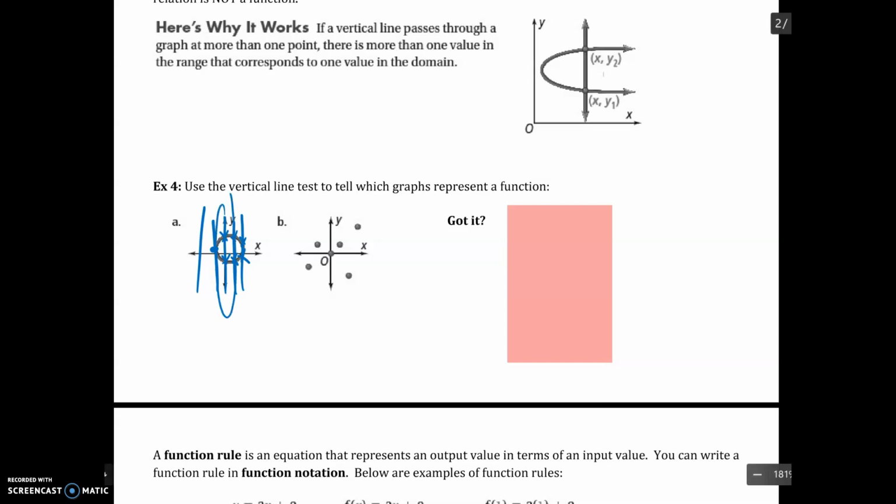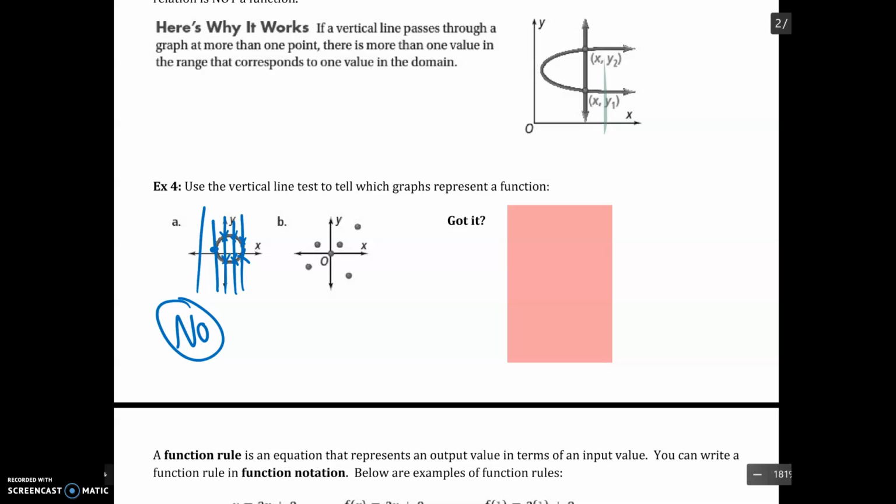But as long as I'm using a vertical line and it passes through my function twice, that's not going to be a function because, again, I just passed through twice, and that's going to break my rule for what I need for a function. Again, that means that at any of these lines that I'm repeating, that's the same x value being used with two different y values.